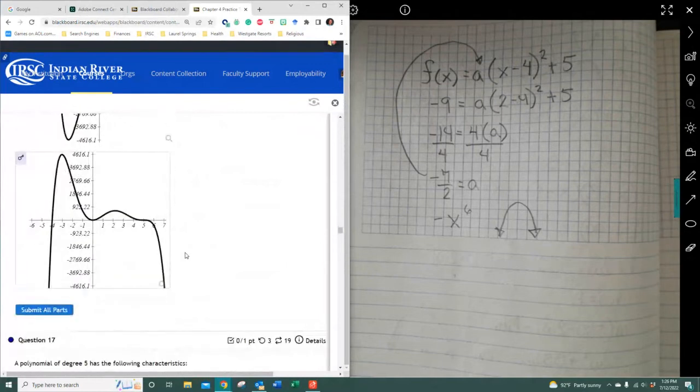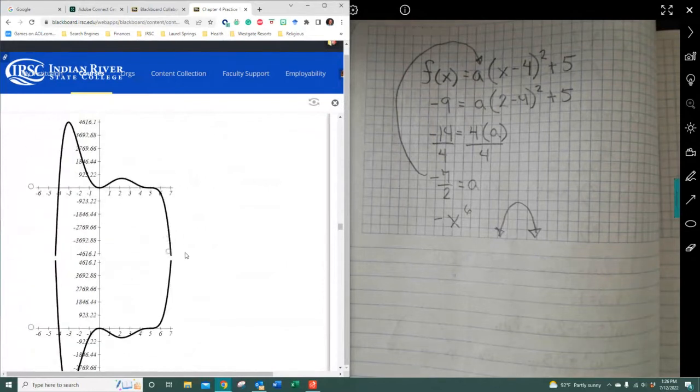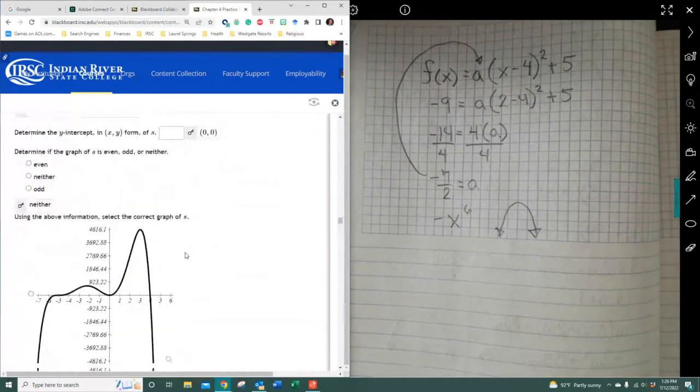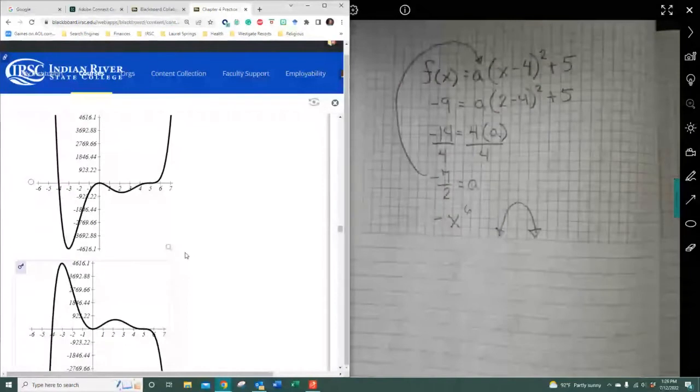So we didn't have to physically write it down. We didn't have to even put it in the graphing calculator. We can determine it based off of the information given. All right, so that's how you handle that kind of situation.